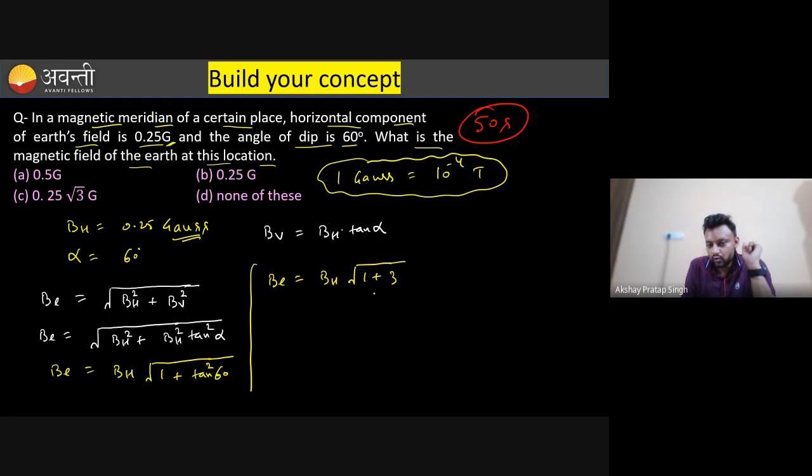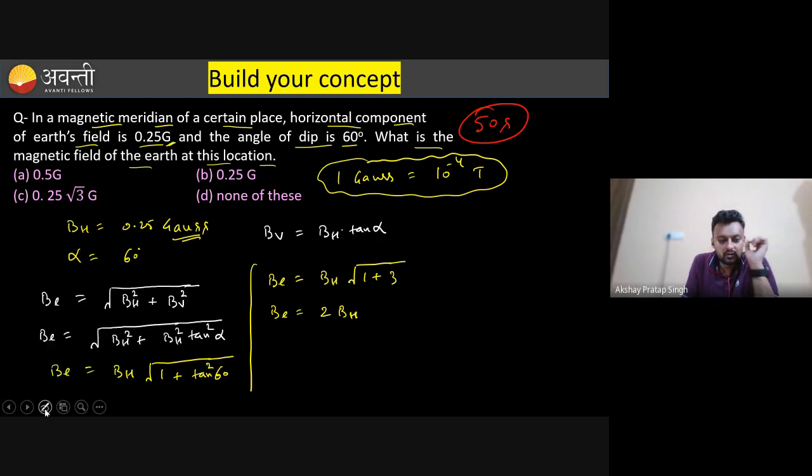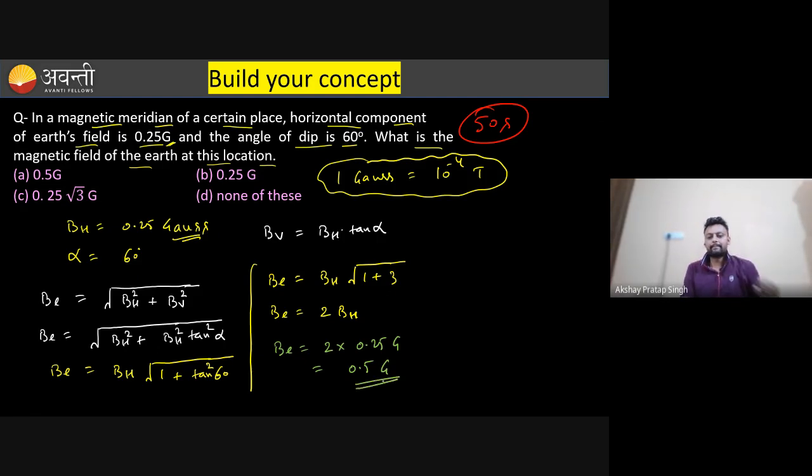So can you see that this is root of 4, which means 2? So Earth's magnetic field will be 2 times the horizontal component. And 2 times the horizontal component means you can put the values. If I put the values, Earth's magnetic field will be 2 times 0.25 Gauss, that is 0.5 Gauss. Is it clear? I hope this is also clear to you.